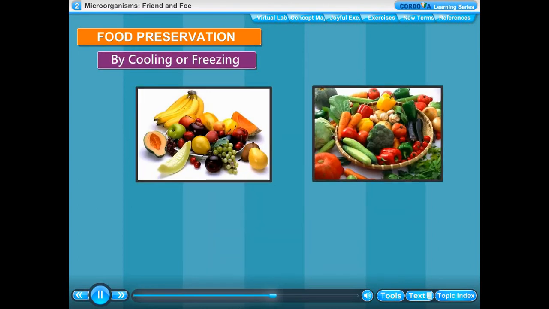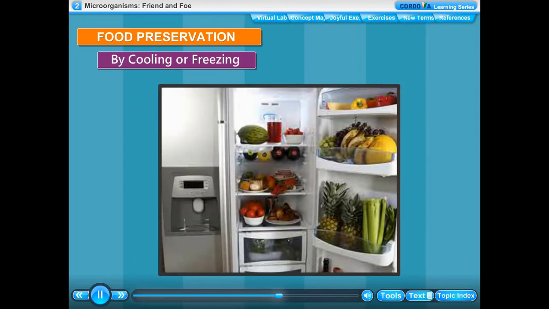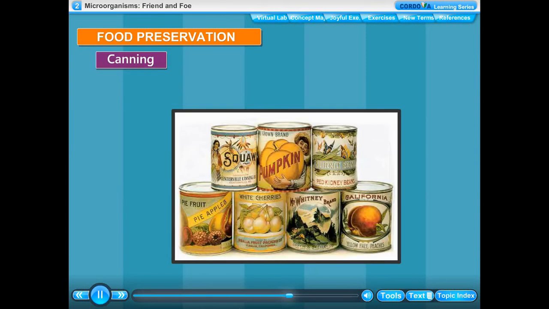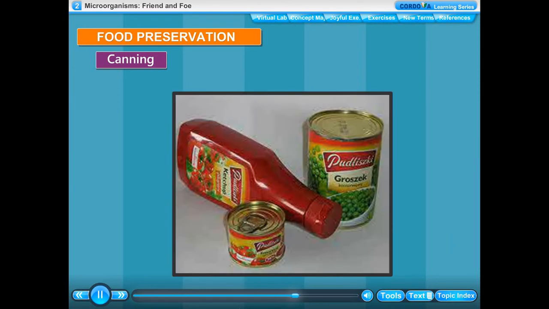By cooling or freezing. Food like fruits, vegetables, meat, and cooked food are kept at low temperature in the refrigerator or deep freezers to prevent their spoilage. Low temperature prevents the spoilage of food because it retards the growth of microorganisms. Canning. Cooked food is first heated to a high temperature to kill bacteria and also its spores to obtain sterilized food. The sterilized food is then sealed in airtight cans to prevent reinfection by microorganisms.